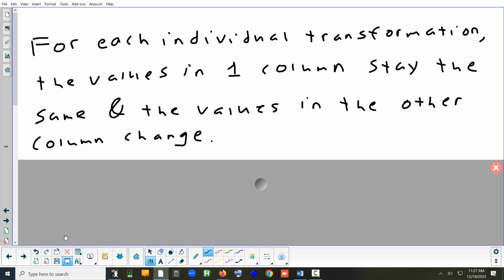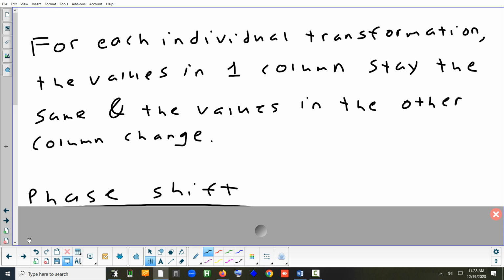Now, when we just do one transformation at a time, the nice thing about that is, in those original tables I gave you, one column will stay the same, and the other column will change. If we shift it up, shifting up doesn't do anything to the x's. Those would stay the same. All the y's would change. If we shift left or right, that's going to change the x's, but it's not going to change the y's. So for today, we're only going to practice one transformation at a time. We usually just jump right in and maybe have 2 or 3, but we're just going to do one per problem.